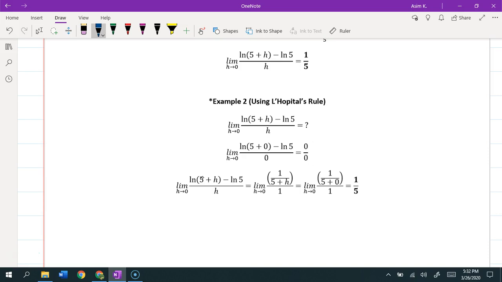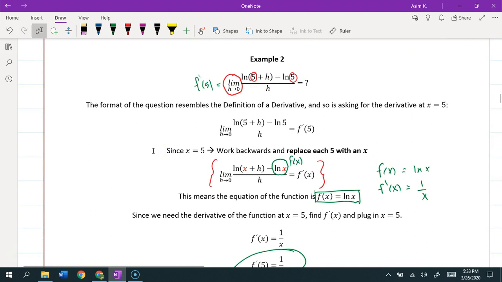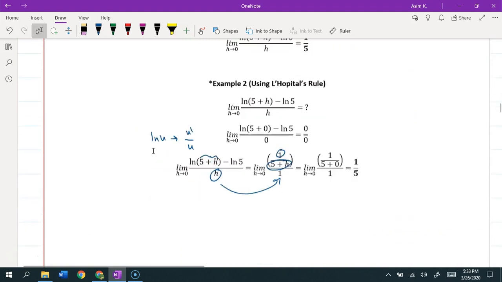Now, taking a derivative of natural log of 5 plus h, if you have forgotten, the natural log of u, when you take its derivative, is u prime over u. And so the derivative of 5 plus h is 1 over 5 plus h. And the derivative of h is 1. So once again, you plug in the number 0 into this derivative, and this time you end up with the answer, which is 1/5, which is not a surprise.